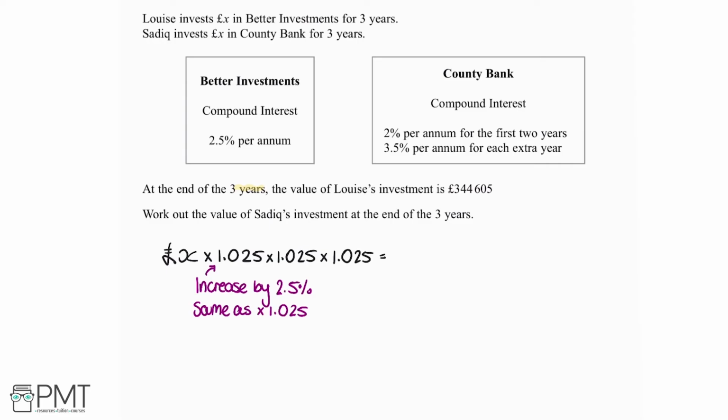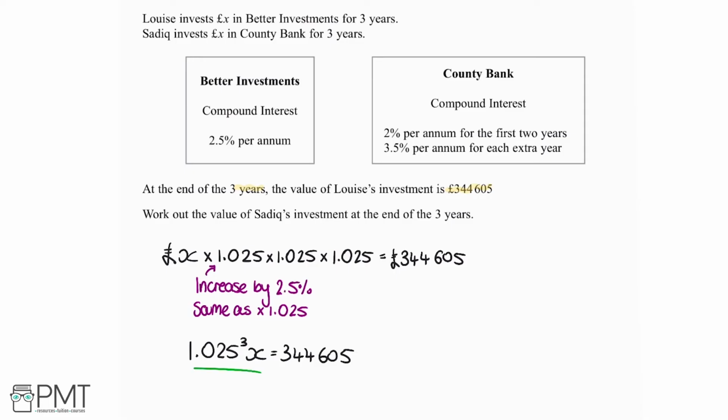And now we're told that Louise's investment after 3 years is £344,605. So we know that this number will equal 344,605. So now if we tidy this up a bit, essentially we've got 1.025 multiplied by itself, multiplied by itself. So a nicer way we can write that is we can write 1.025 to the power of 3. And then that's multiplied by x equals 344,605. So now we can solve this to work out the value of x.